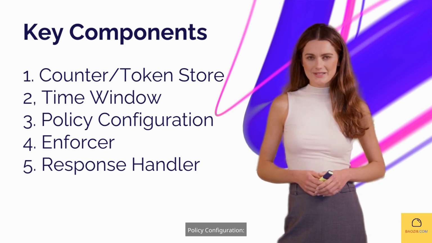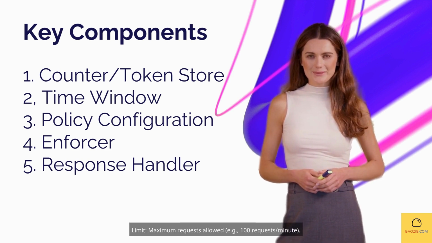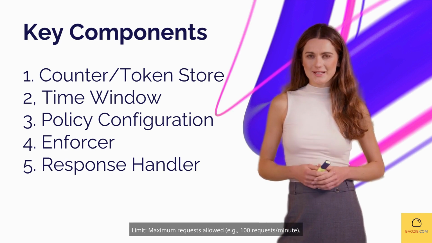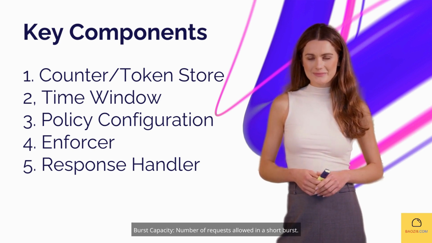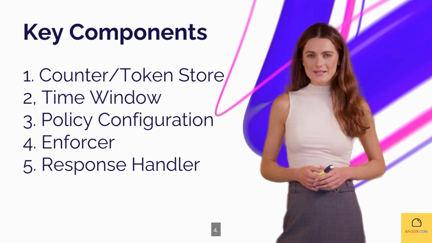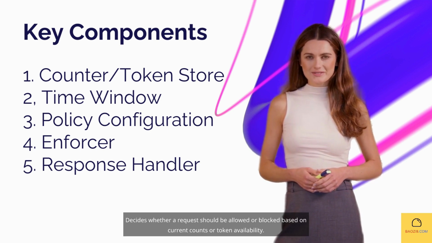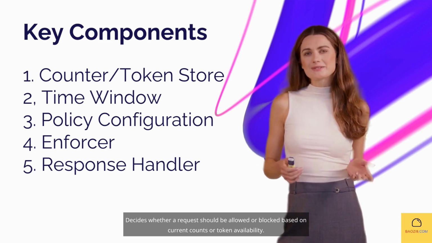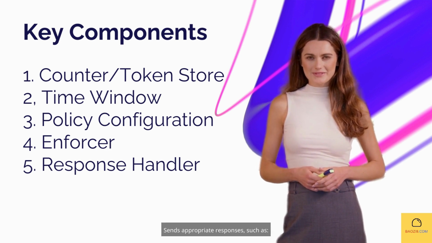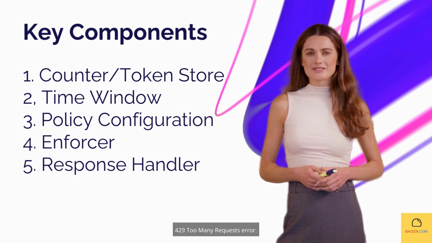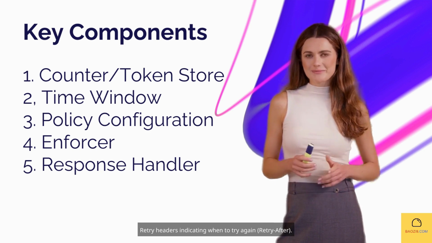3. Policy configuration. Specifies the rules such as limit, maximum requests allowed, e.g., 100 requests/minute. Reset interval, when the count resets. Burst capacity, number of requests allowed in a short burst. 4. Enforcer. Decides whether a request should be allowed or blocked based on current counts or token availability. 5. Response handler. Sends appropriate responses such as 429 too many requests error. Retry headers indicating when to try again, Retry-After.